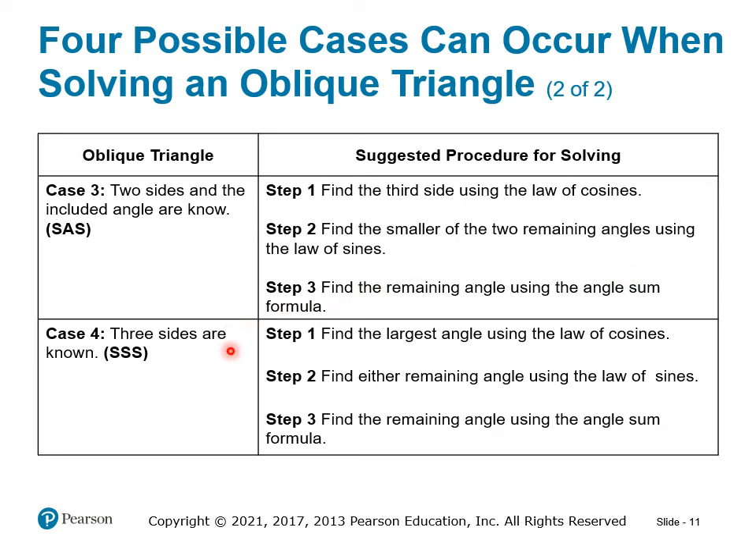If three sides are known, find the largest angle using the law of cosines. If it is obtuse, the inverse cosine function on your calculator will already figure that out because it'll be negative. Okay? So you're already building the triangle you need, not building two potential triangles and then trying to see which one fits with the three sides. Find either remaining angle using the law of sines, and then find the last angle using the angle sum formula.